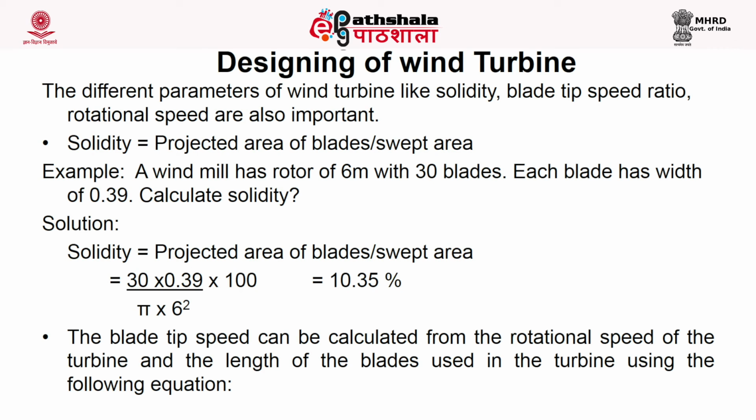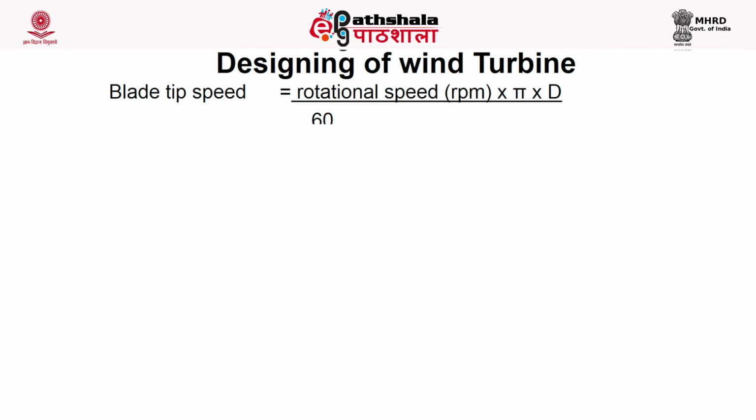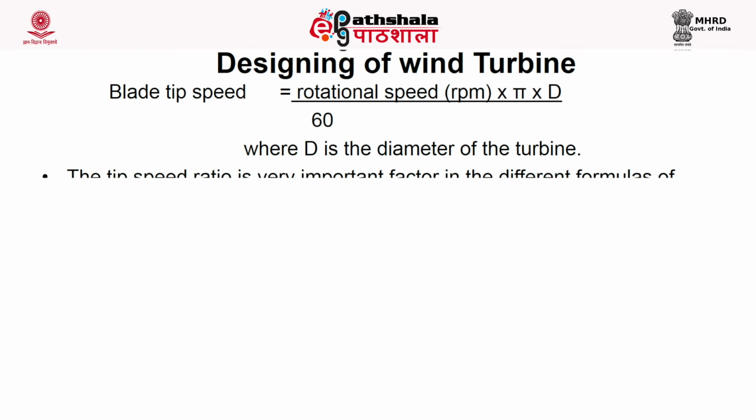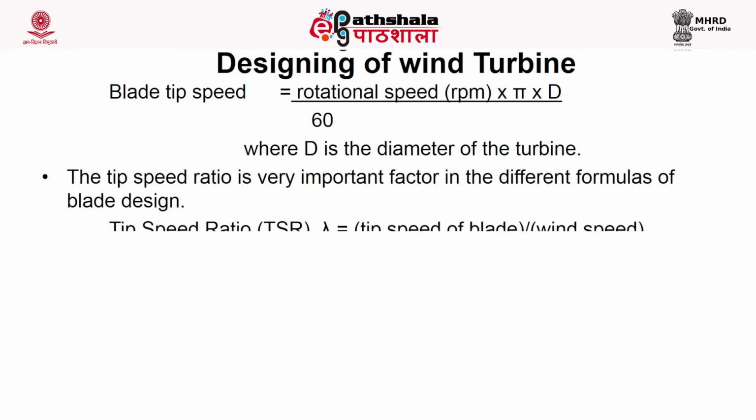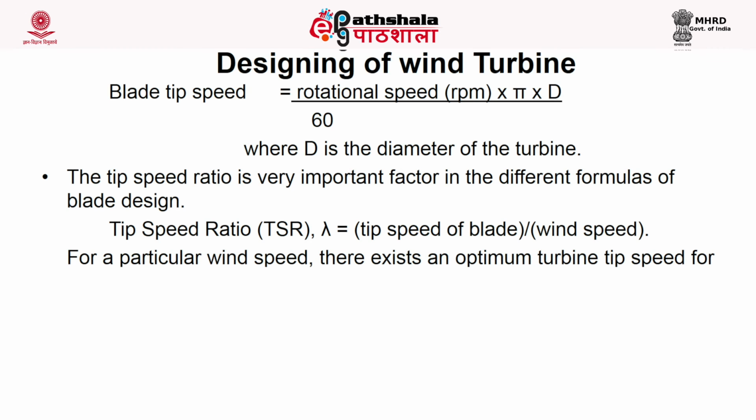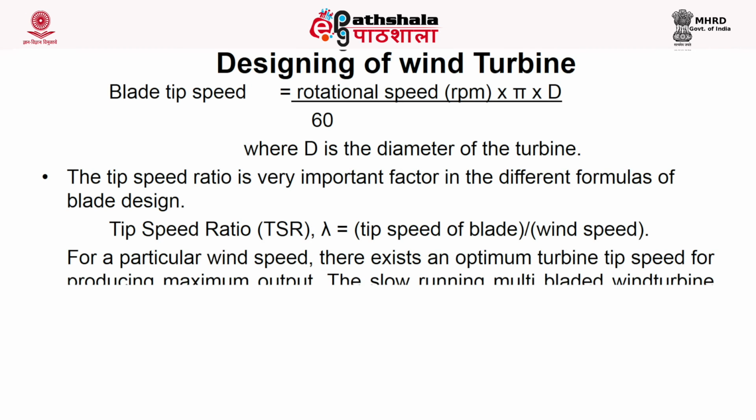The blade tip speed is another parameter. It is calculated from the rotational speed of the turbine and the length of the blades used in the turbine. Blade tip speed is equal to rotational speed in RPM multiplied by pi times diameter divided by 60. The tip speed ratio is a very important factor in the different formulas of blade design. Lambda is equal to the tip speed of the blade divided by wind speed.